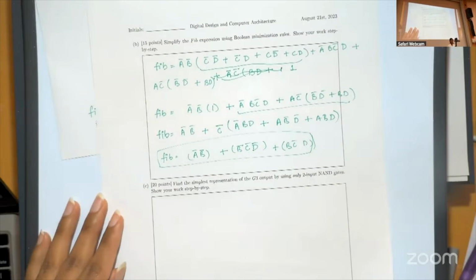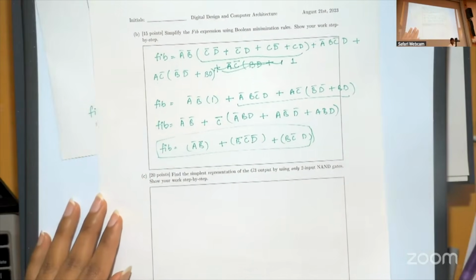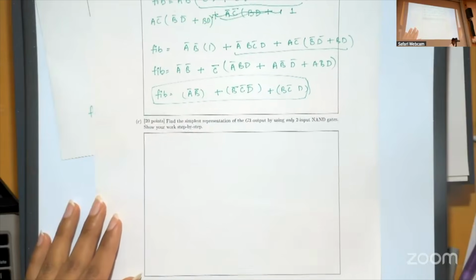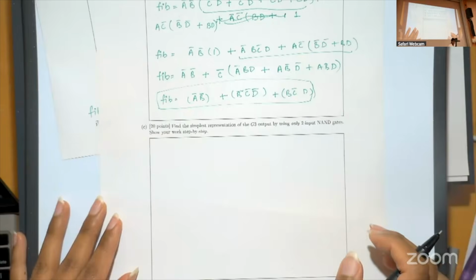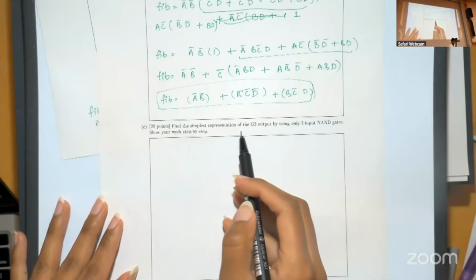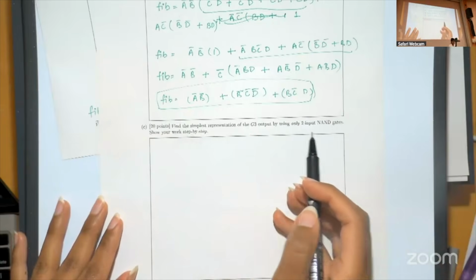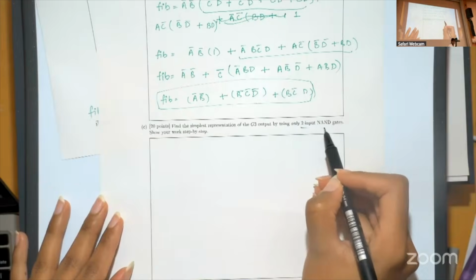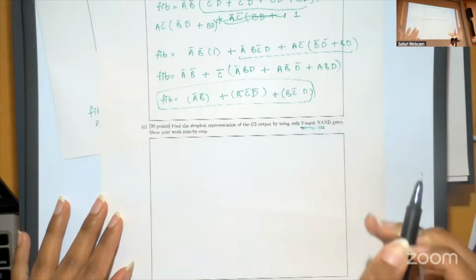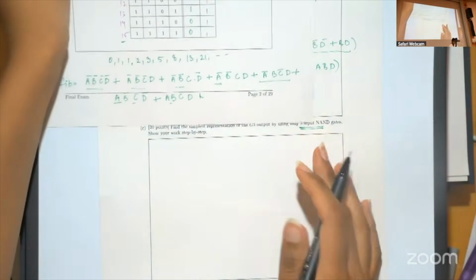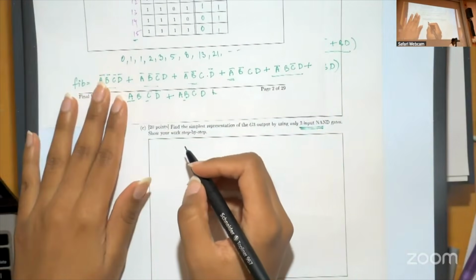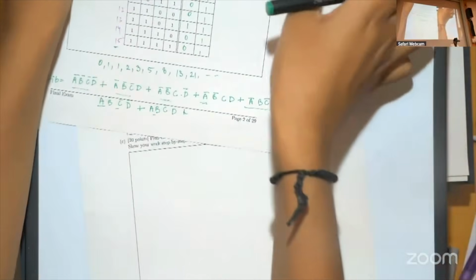Does anyone have any questions? I think this would be easier. And for the C part, you find the simplest representation for the G3 output by using only 2 input NAND gates. So again, you have to show your work step by step. So we haven't written the expression for G3, so let's write it first. Let me put it this way. I hope you can see this.